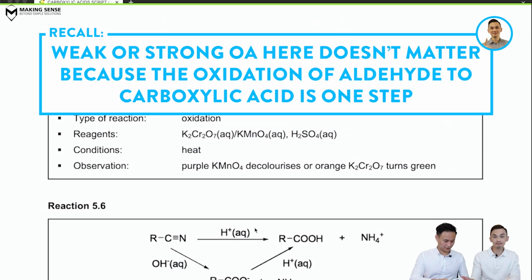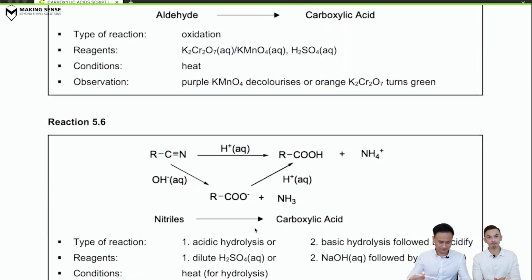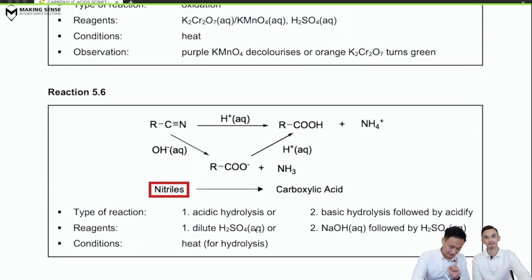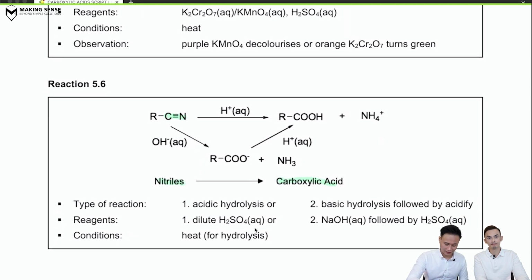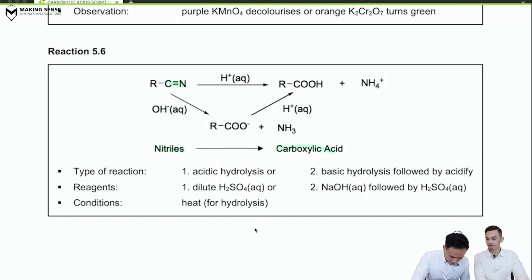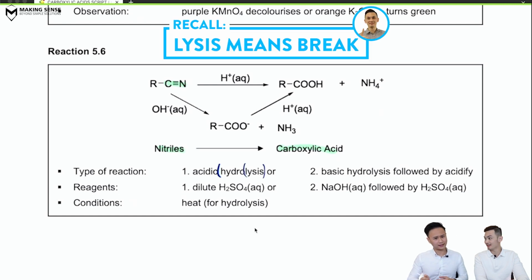Now, in reaction 5.6, we're again looking at the preparation of carboxylic acids, but from here, we're going to take a nitrile functional group, your C triple bond N bonded to an R group. We're going to convert it to a carboxylic acid. Now guys, recall that we have hydrolysis here. Mr. William, can you remind me, what does lysis mean? Lysis means you're going to break. Yeah, so we're going to break this.